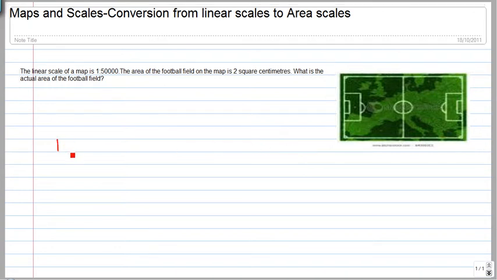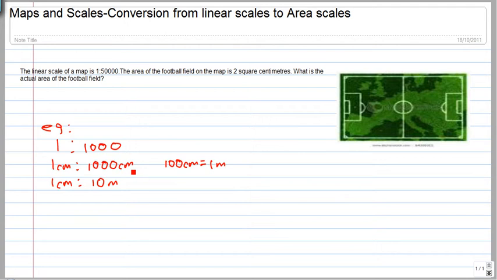Okay, if the linear scale is 1:10,000, or for example 1:1,000, this means that 1 centimeter equals 1,000 centimeters on the actual land mass. Alright, so 1 centimeter is equal to 10 meters. Because 100 centimeters is equal to 1 meter, I divide by 100. Okay, 1,000 divided by 100, I get 10 meters.